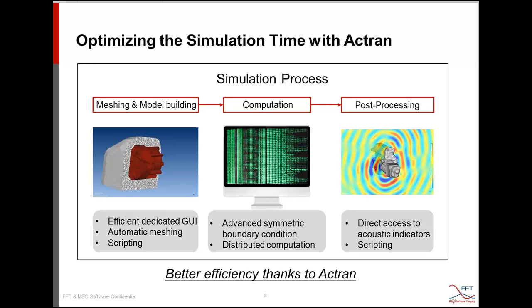Finally, about the post-processing, Actran gives direct access to acoustic indicators like the radiated power, the dissipated power in each layer of a multi-layer material, or the transmission loss. The software also displays results in classic units used in the industry like dB, dBA, per octave band, and gives a global noise value, the OASPL. Scripting capabilities in Actran can also be used for automating the whole process.